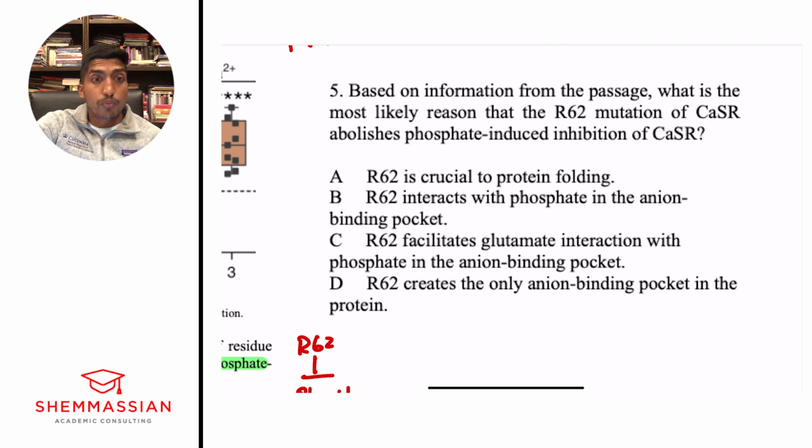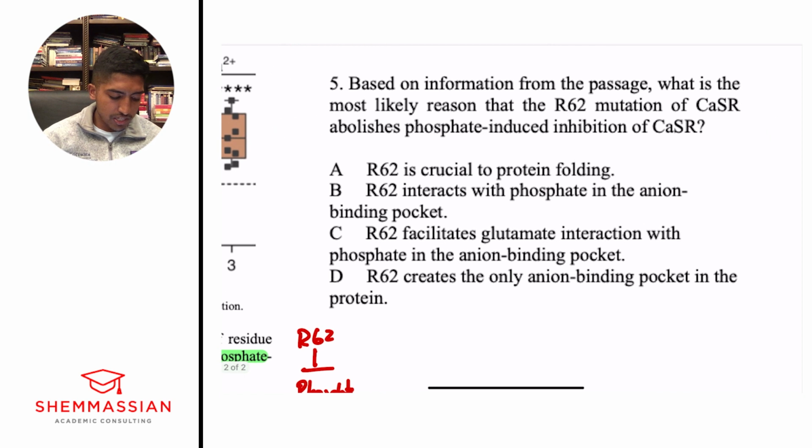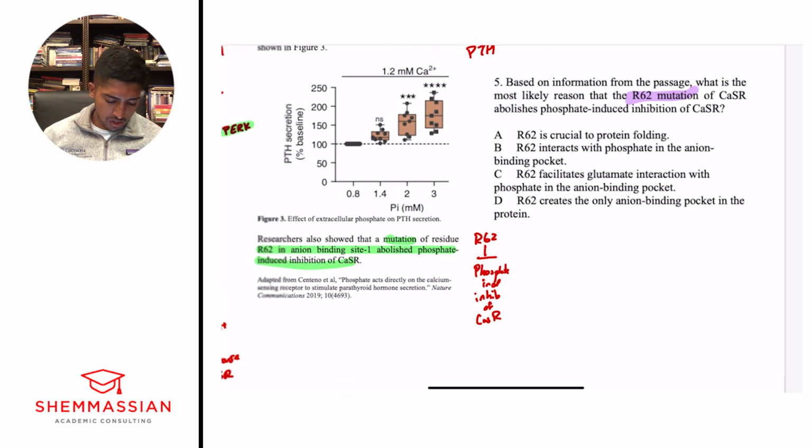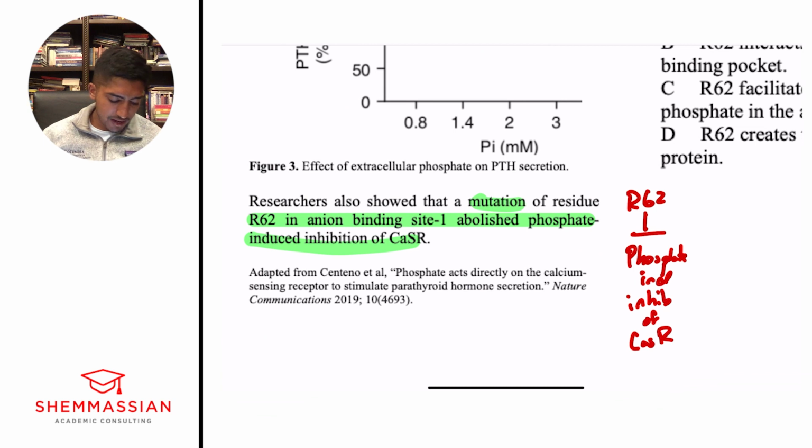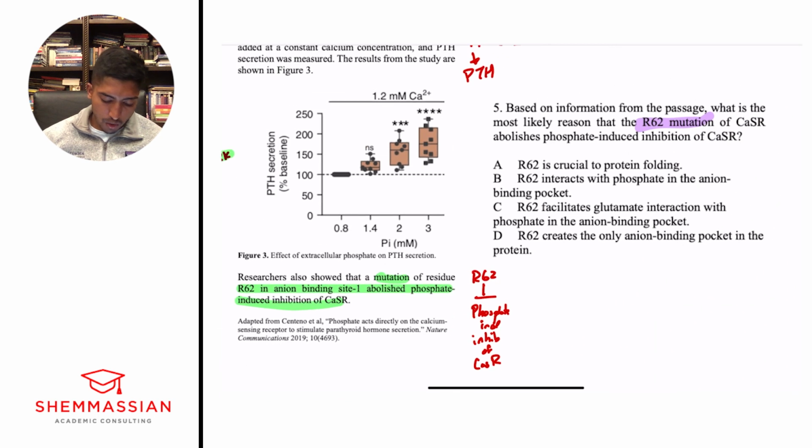All right, so right away we're thinking, what paragraph is this in, right? We're hearing R62 mutation, and we should be thinking, oh, I saw this somewhere. Where are we looking? We're looking in this final paragraph, right? Researchers also showed that a mutation of residue R62 in an anion binding site 1 abolished phosphate-induced inhibition of CASR, right? So what's happening? Well, when we change R62, we're getting rid of this inhibition of CASR.